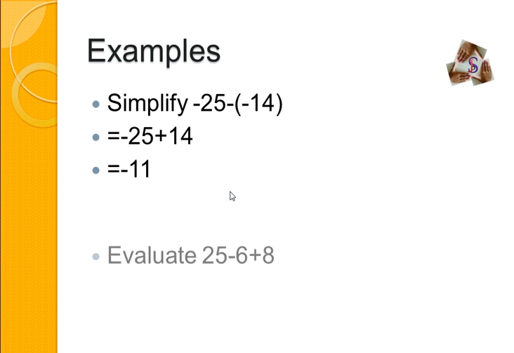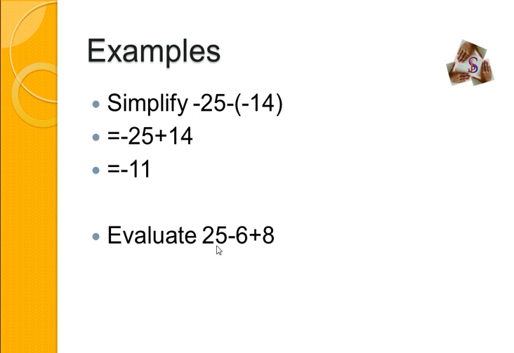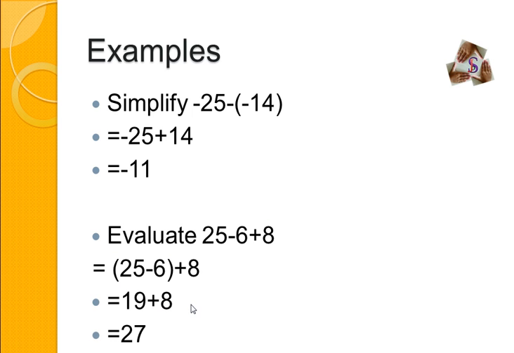Now let us look into another example. 25 minus 6 plus 8. To make our calculations simple, we use brackets. So we write it as 25 minus 6, we put them in brackets, plus 8. So similarly, 25 minus 6 is 19 plus 8. Signs are the same, so we add. So 19 plus 8 is 27, and we put the existing sign, that is plus.